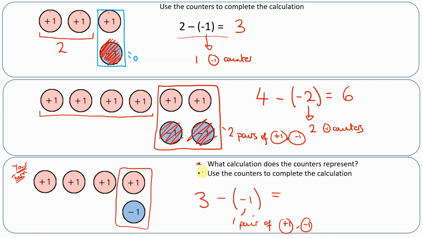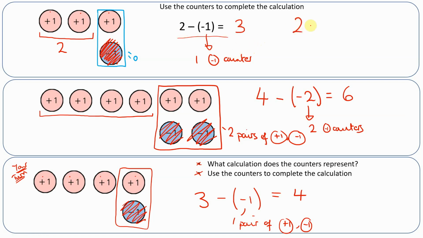Okay, hopefully you've had a go at this part. Well, let me go through it and see if you got the same thing. So we want to take away a minus 1. So I'm going to take away this, and what am I left with? 1, 2, 3, 4. So my answer to that is 4. Let's just have a quick go back through these and see if you might have noticed something.